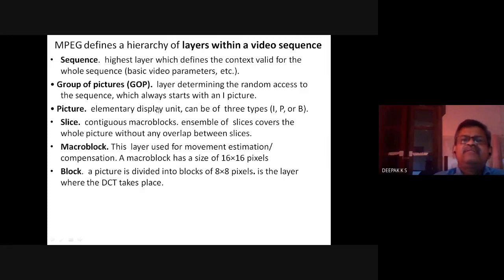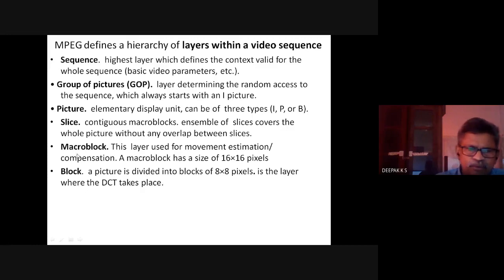And picture can be either I, P or B type. In a group of pictures, if there are 12, those 12 have various types: I, P and B. Inside that there are many slices, contiguous macro blocks. An ensemble of slices covers the whole picture without any overlap between slices. Without any overlap between slices, you add the slices and you get it will cover the whole picture.